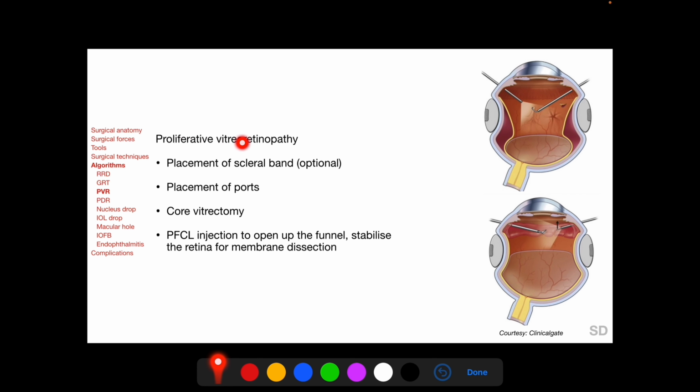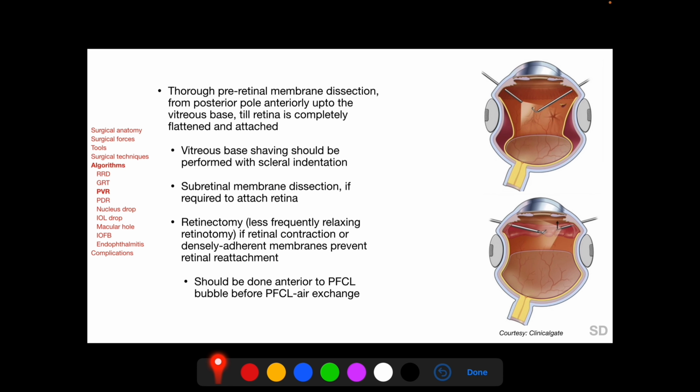In proliferative vitreoretinopathy, many prefer to place an external sterile band followed by placement of ports and core vitrectomy, following which PFCL is injected to open up the funnel and stabilize the retina for membrane dissection. This is followed by thorough preretinal membrane dissection from posterior pole anteriorly up to the vitreous base till retina is completely flattened and attached, and this includes vitreous base shaving and, if required, subretinal membrane dissection and retinectomy.